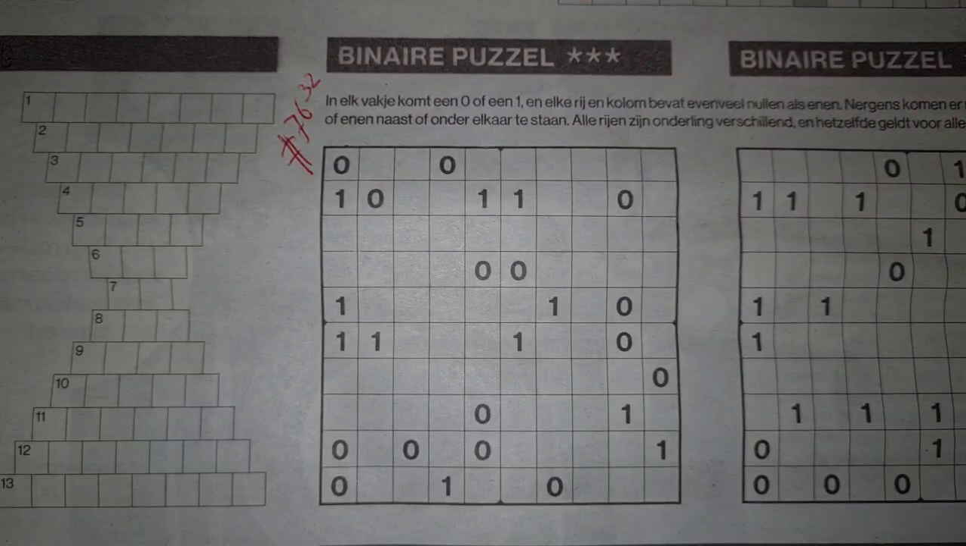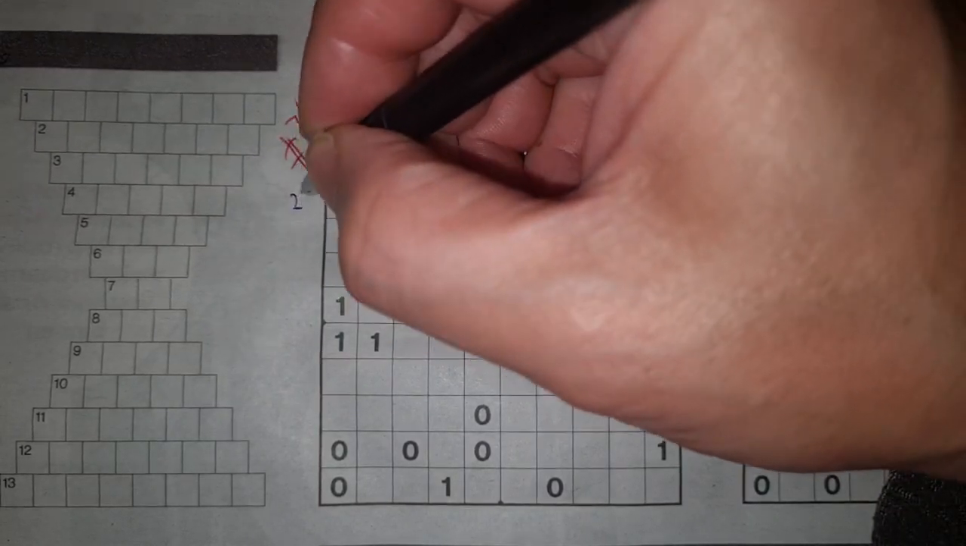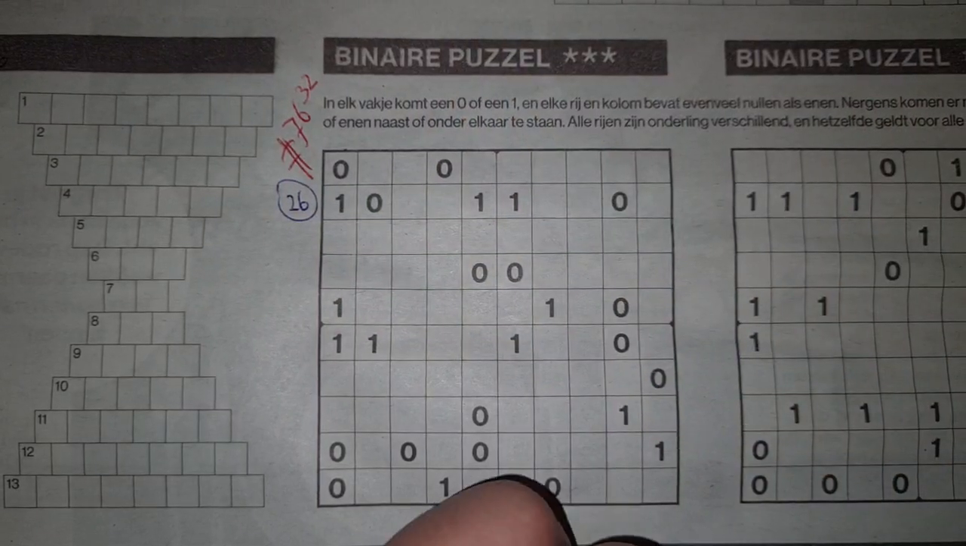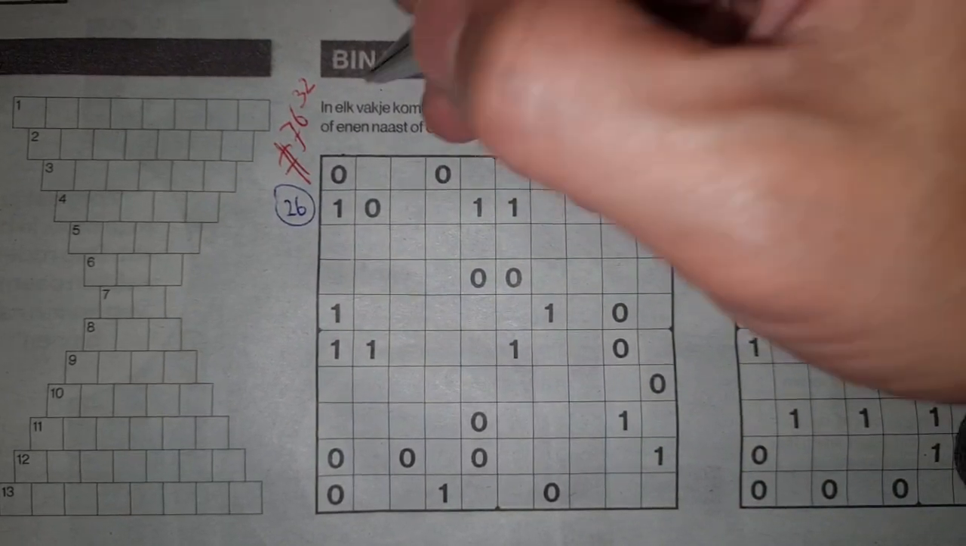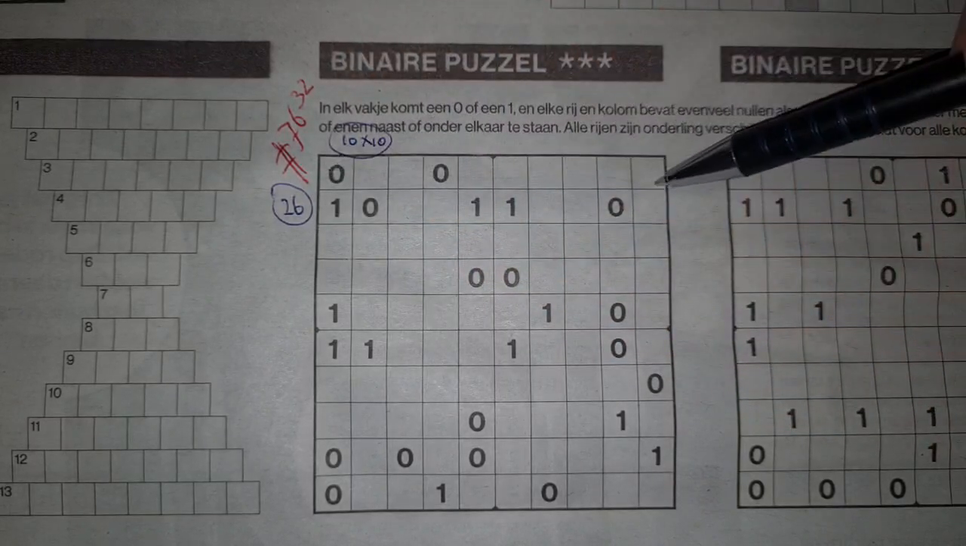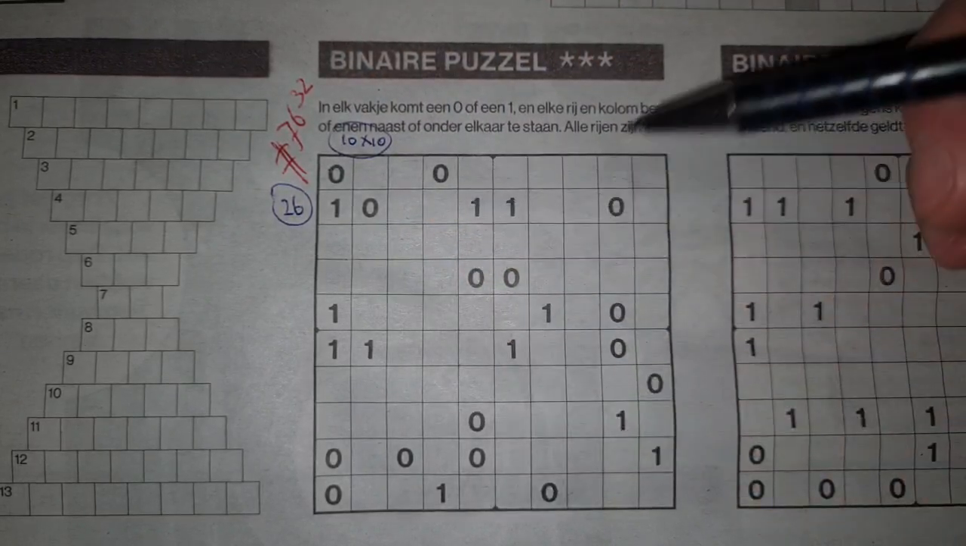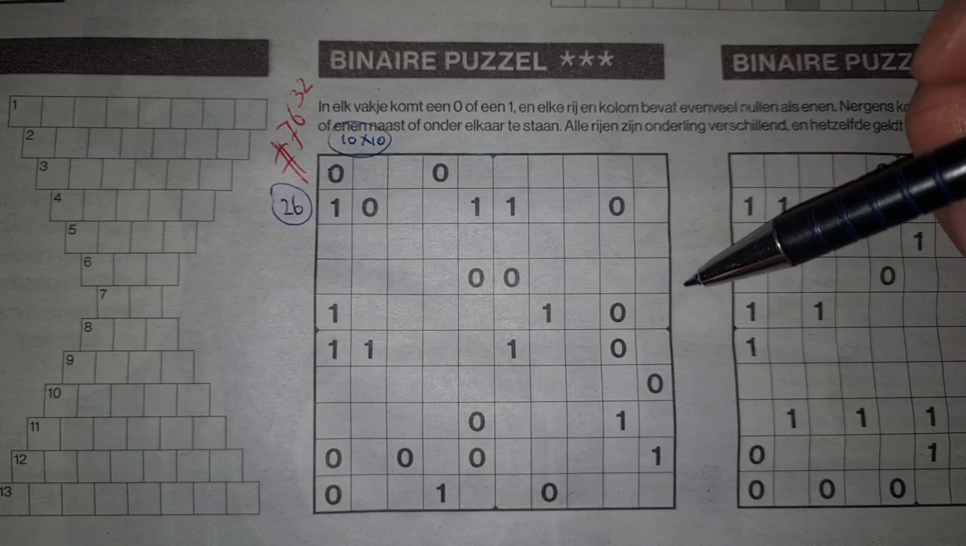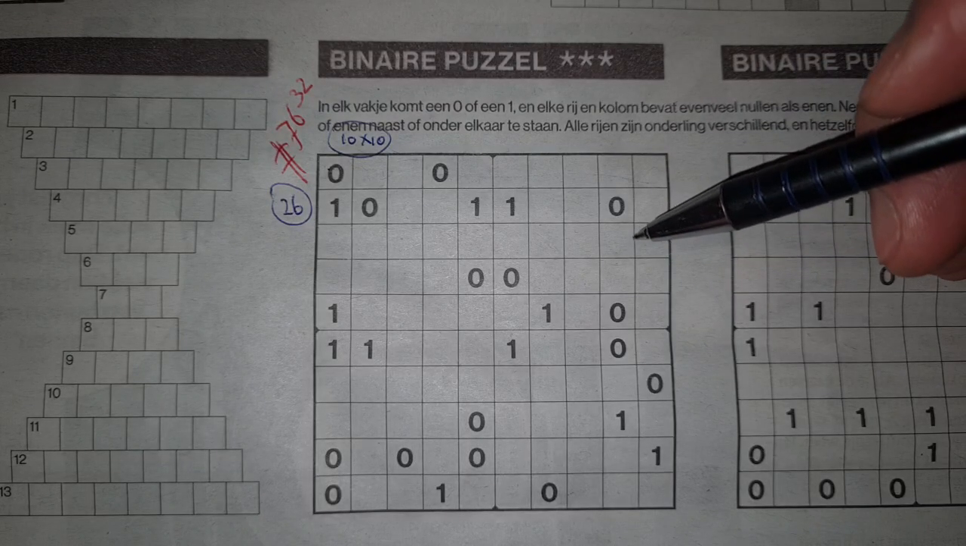Before I start, I always count the printed digits. This one has 26 printed digits, and it's a 10 by 10 binary puzzle. That means in a row or in a column, there are always 5 ones and 5 O's. Alright, so let's get started.